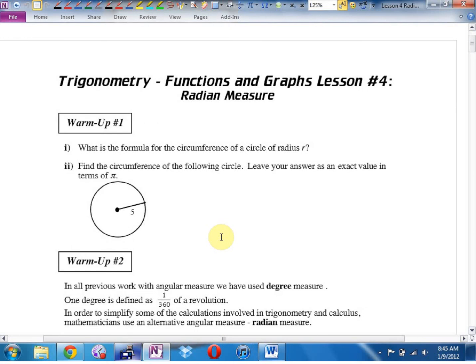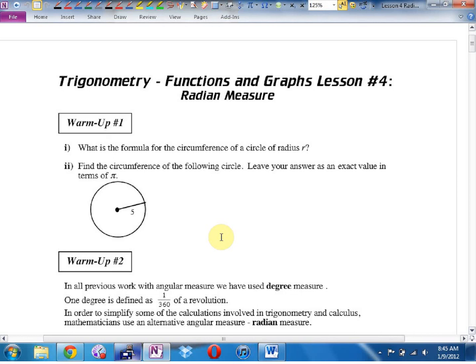Today is the day, the momentous day. We are going to leave degrees behind. We are moving on. We've broken up with degrees, and we are in a permanent long-term relationship, a stable relationship with radians. Now, degrees is going to write us letters. Degrees is going to send us emails. We'll get late-night phone calls begging us to come back.